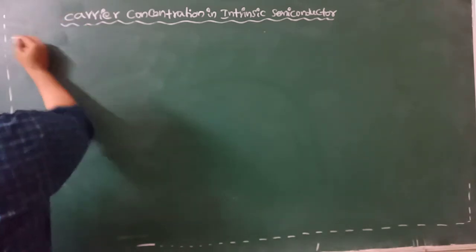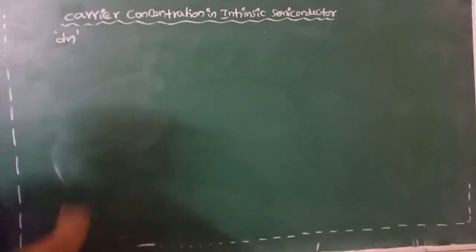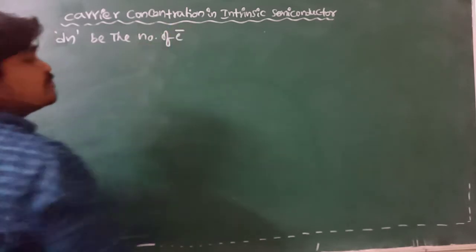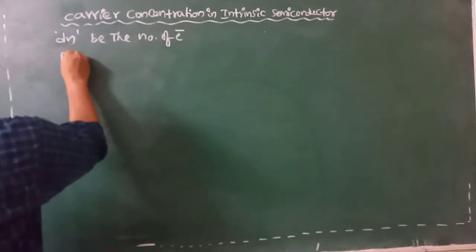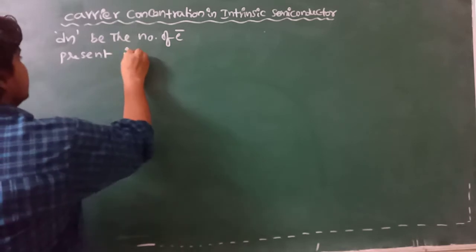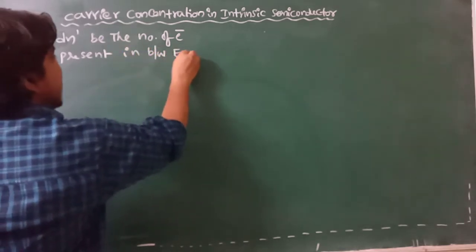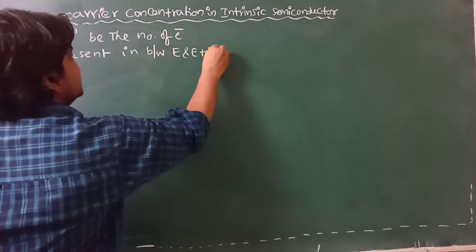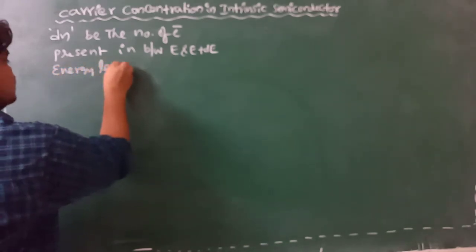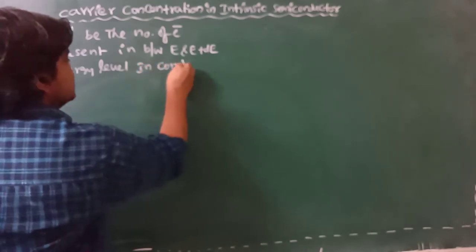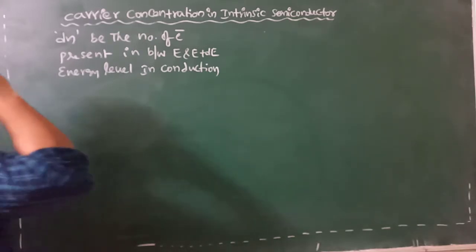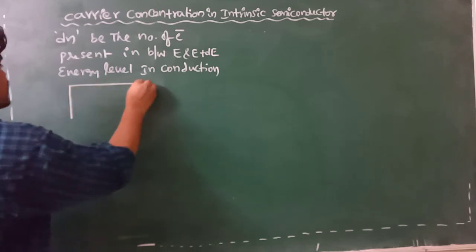Let dn be the number of electrons present in between E and E plus dE energy level in the conduction band.